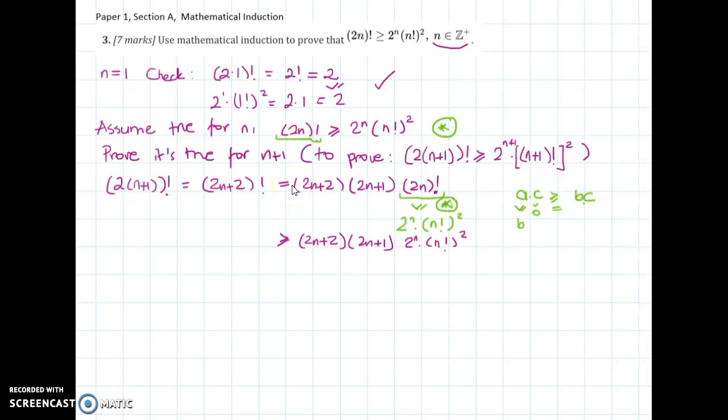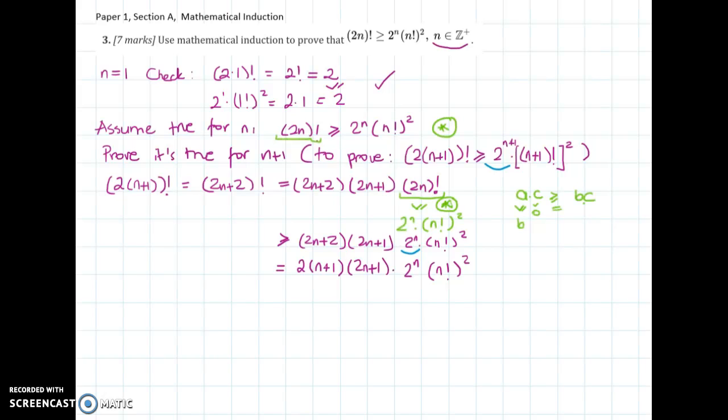Notice that we are getting closer to what we want to get. For instance, in the expression we want, we need to have 2 to the power of n plus 1. And so far we have 2 to the power of n. This is not very hard to fix because actually you can take 2 as common factor from the first factor 2n plus 2. So we are left with 2 multiplying n plus 1 multiplying 2n plus 1. Then multiplying 2 to the power of n factorial square.